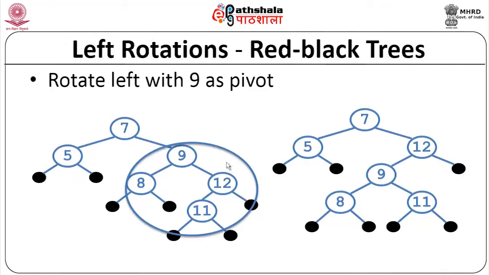Now let us look at left rotations of red-black trees. Suppose I want to rotate left with 9 as pivot. When we do a rotation left with 9 as pivot, we take 12, 12 becomes the parent and 9 becomes the left child of 12, and 11, which is 12's left child, becomes 9's right child. So, that is what we have done here. This is the left rotation.